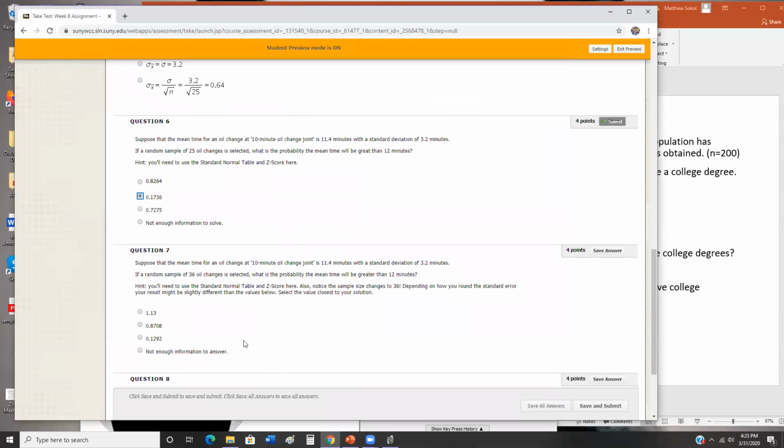It should actually be the number here that's the closest to it. The reason this is off a little bit is because I use the standard normal table here, but your calculator gives you the more correct answer. So you would just pick the one that's closest to it. Does that help?